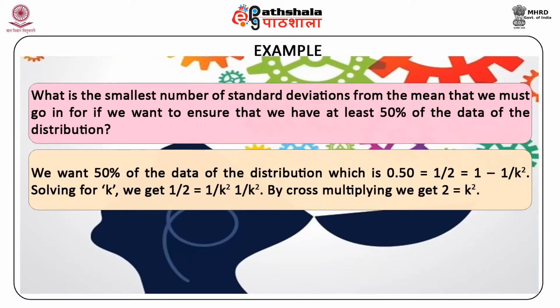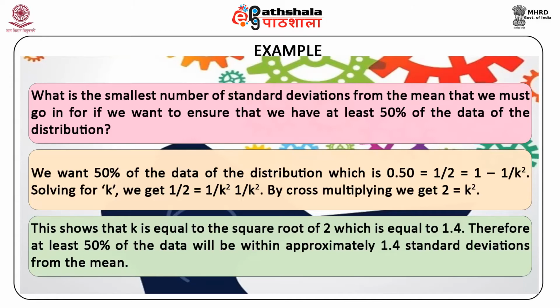Solving for k, we get 1 upon 2 is equal to 1 upon k square. By cross multiplying, we get 2 is equal to k square. Taking the square root of both sides, and since k is number of standard deviations, ignoring the negative solution to the equation, this shows that k is equal to the square root of 2, which is equal to 1.4. Therefore, at least 50% of the data will be within approximately 1.4 standard deviations from the mean.